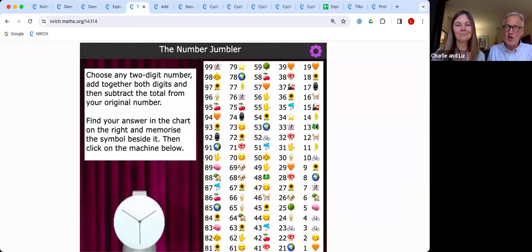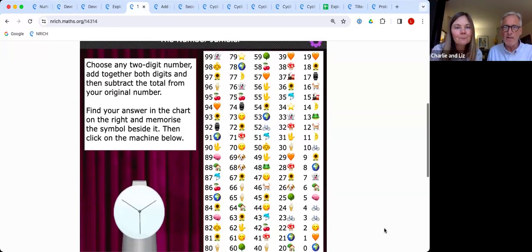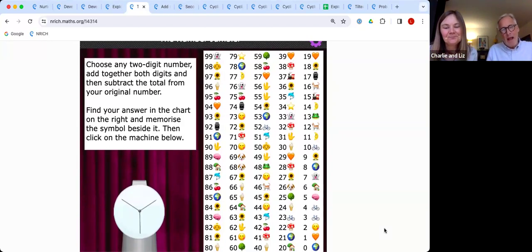Okay, so Liz has got the number jumbler on the screen. Can you go down one more? There we are. So some of you may know this problem, but we're just going to spend a couple of minutes on it. So it starts by asking you to choose a two-digit number. So anything between 10 and 99, please, can you all choose a two-digit number? 24, 37, 76, 81, 90, whatever. I'll choose 42 just for the sake of it, just to work through an example.